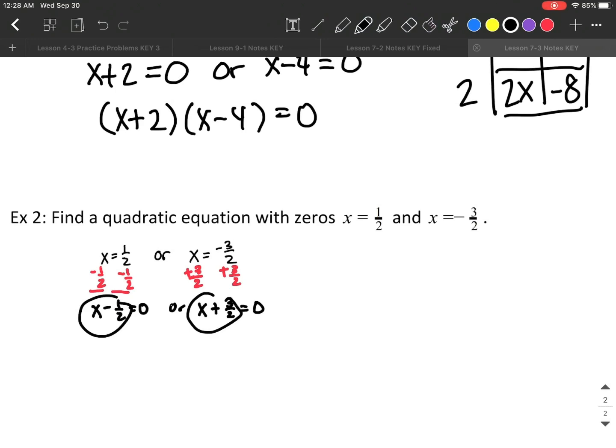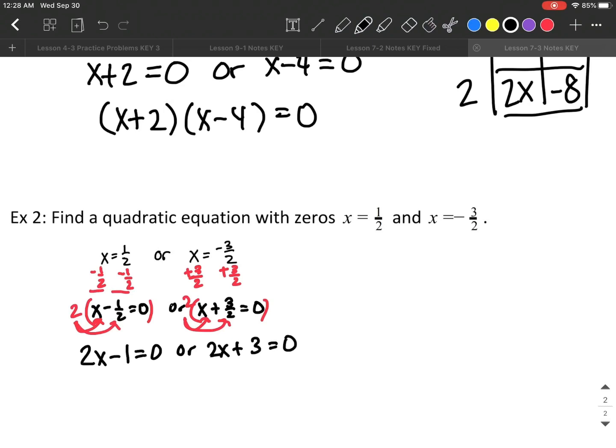I have this expression equals 0 and this expression equals 0. So if I multiply those together, I'm going to get that equals 0. But before I do that, I hate fractions. So I'm going to get rid of the fractions here by multiplying by 2. And I'm going to get rid of the fractions here by multiplying by 2. And when I distribute, I'm going to end up with 2x minus 1 is equal to 0. Or if I distribute that 2, I'm going to get 2x plus 3 is equal to 0.